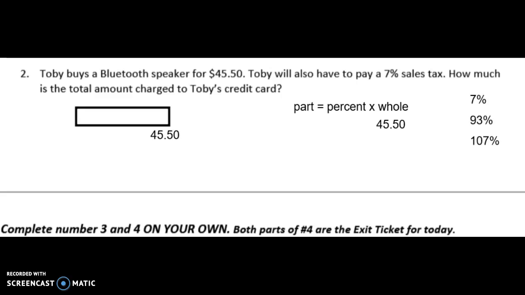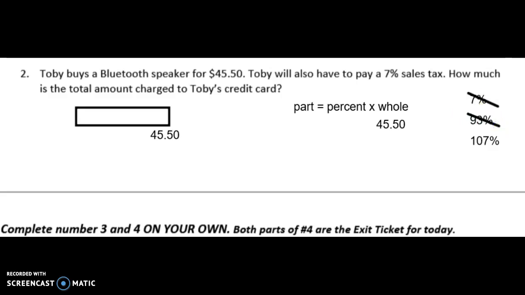So let's read the problem. How much is the total amount charged to Toby's credit card? So if they want to know the total amount, I don't care about the 7% by itself because I'm not going to pay 7%. It says a 7% sales tax. The total amount charged to Toby's credit card. Well, if I have a 7% sales tax, I'm not going to save 7%. Sales tax always raises my price.